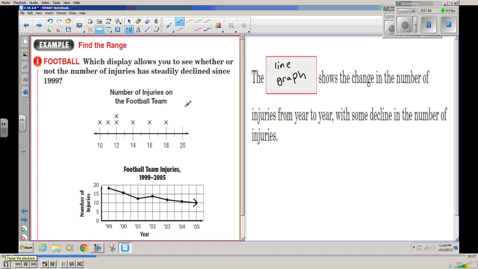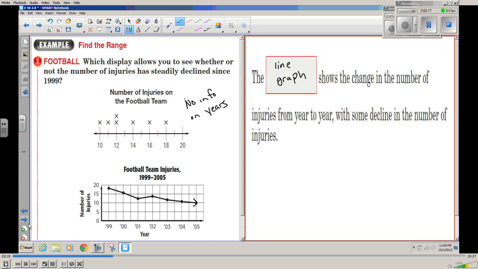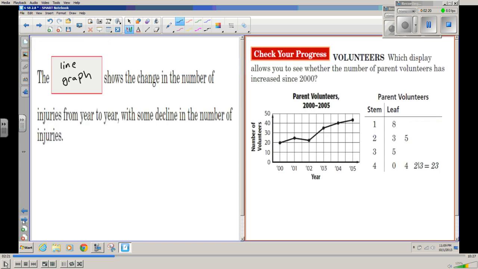Here, again, remember, I don't see any information on years. A line plot only tells you how many times there were 12, how many times the number 12 showed up. So I need you to make sure to add these extra notes to your note-taking guides.